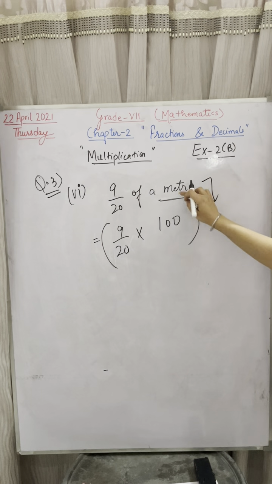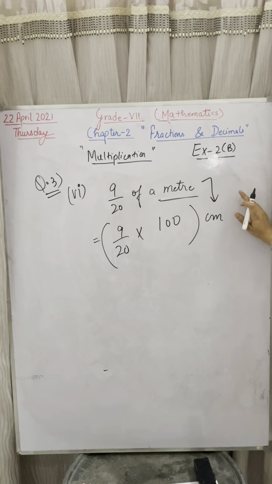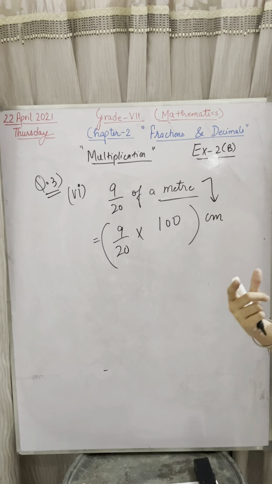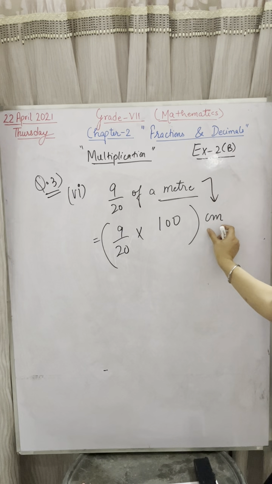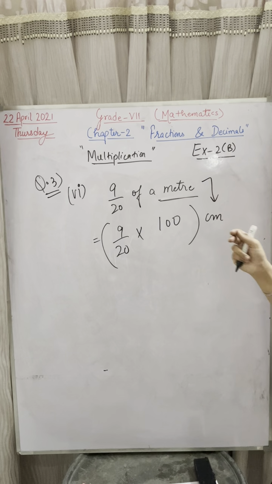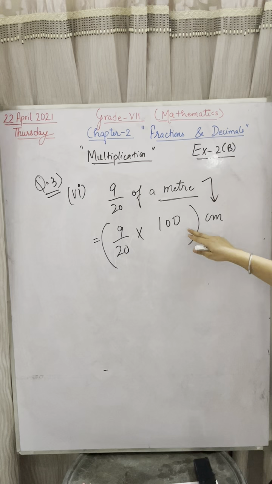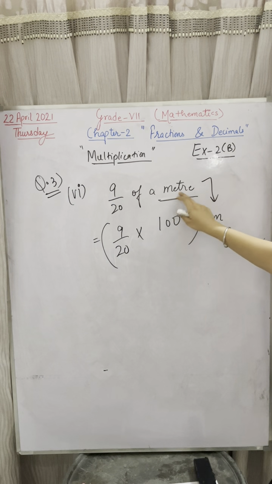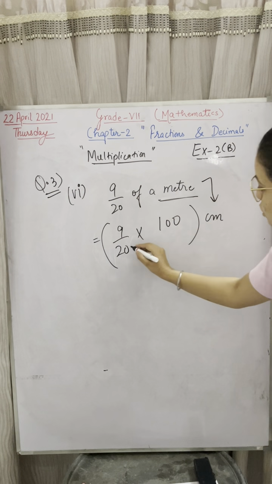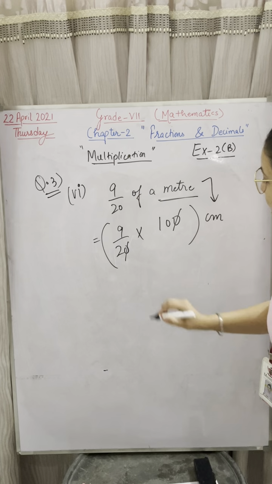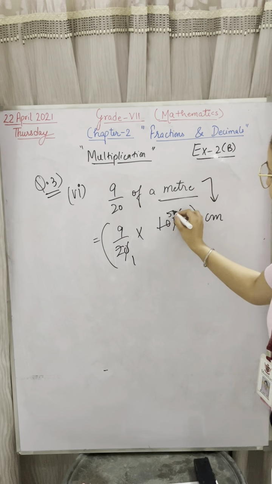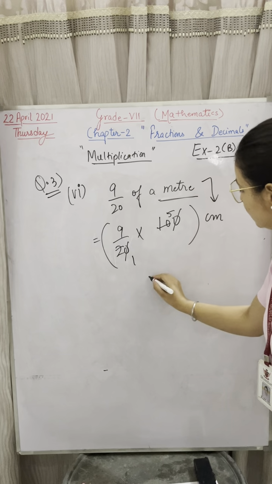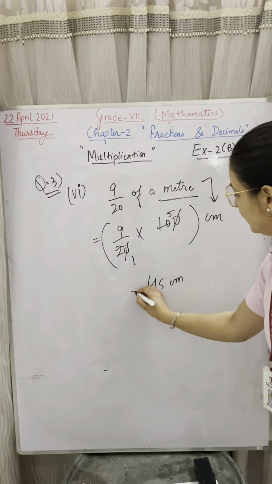You can convert meter into kilometers in any way. Whichever unit you are converting into, that unit you have to write as it is. Suppose I have converted into centimeter. So 1 meter contains 100 centimeter, so 2 and 0 will get cancelled. 2 ones are 2, 2 fives are 10, and 9 fives are 45. 45 centimeter is the answer.